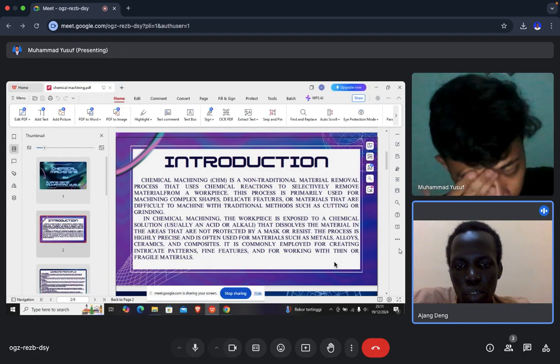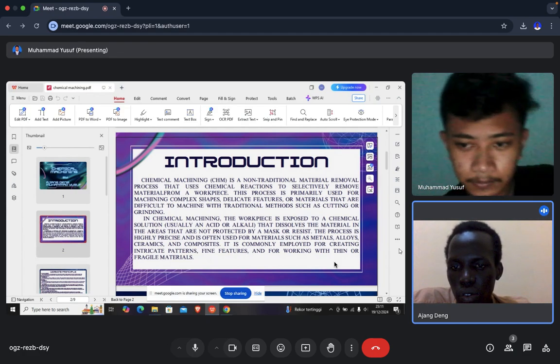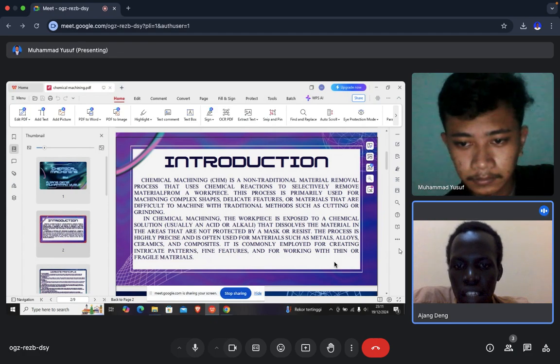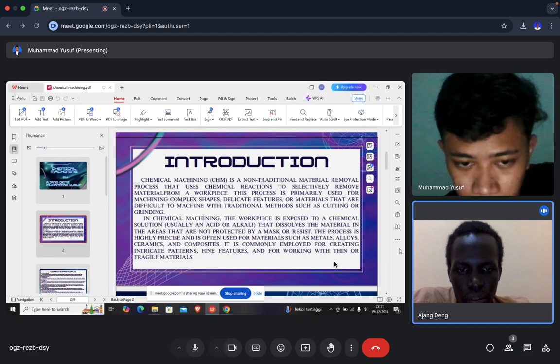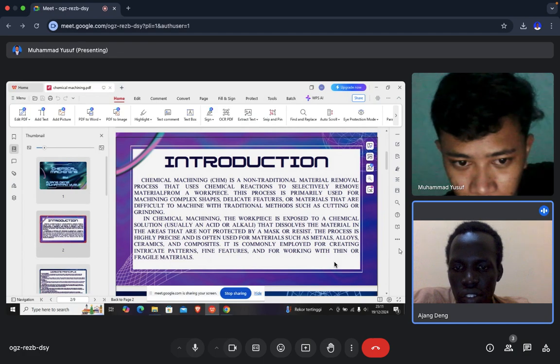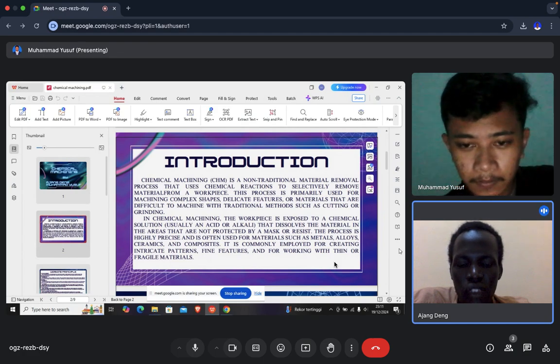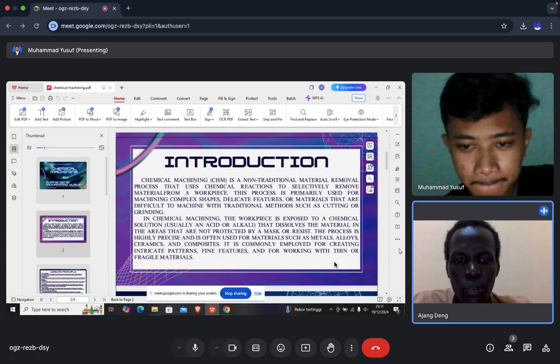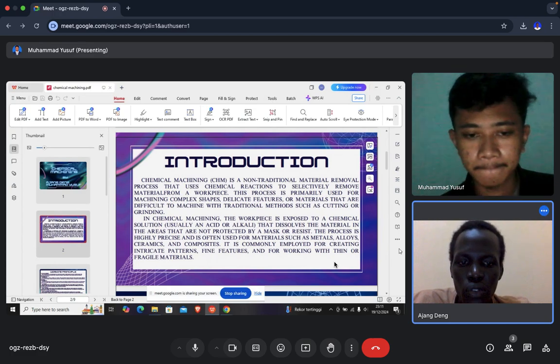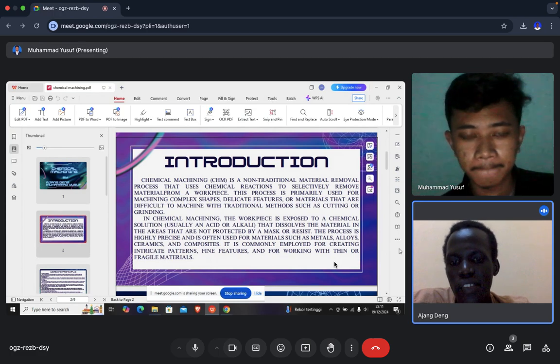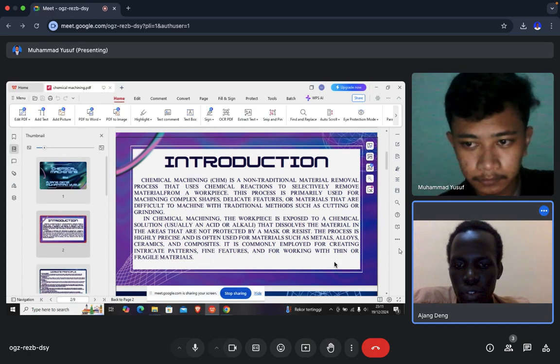In chemical machining, the workpiece is exposed to a chemical solution, usually an acid or alkali, that dissolves the material in the areas that are not protected by a mask or resist. The process is highly precise and is often used for materials such as metals, alloys, ceramics, and composites. It is commonly employed for creating intricate patterns, fine features, and for working with thin or fragile materials.